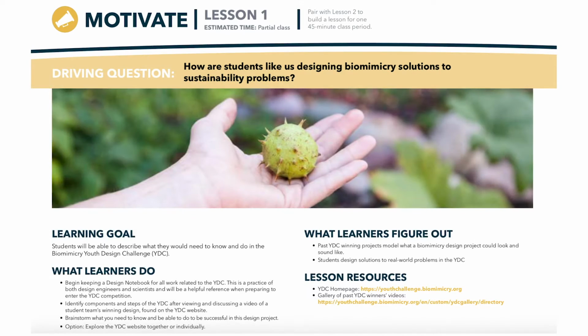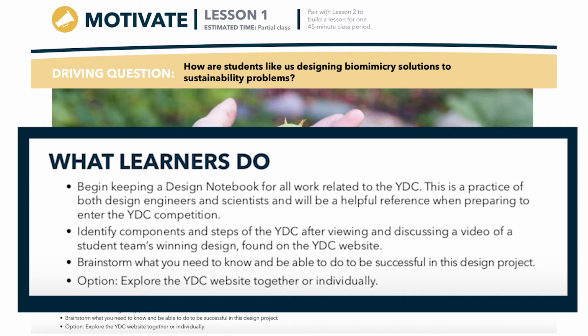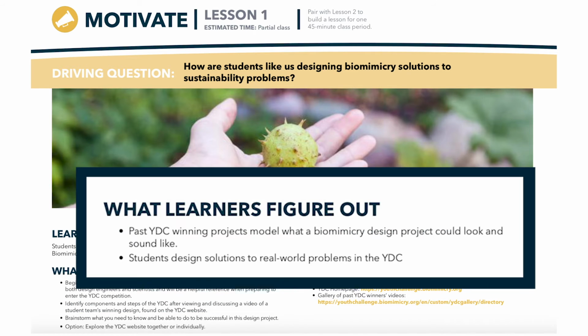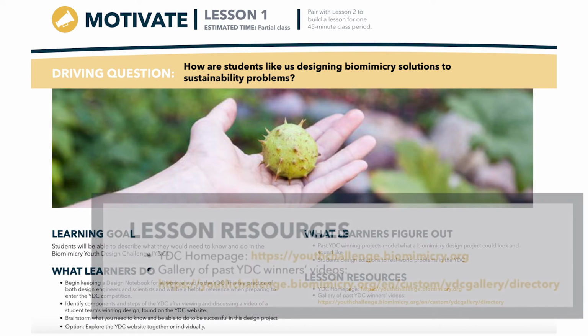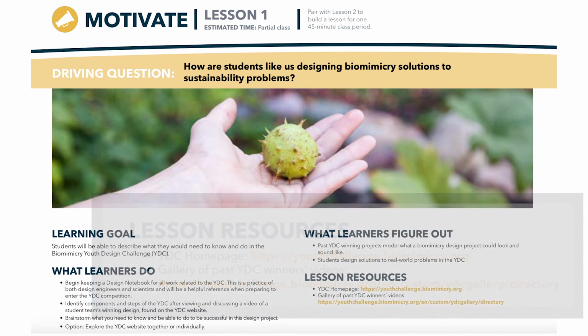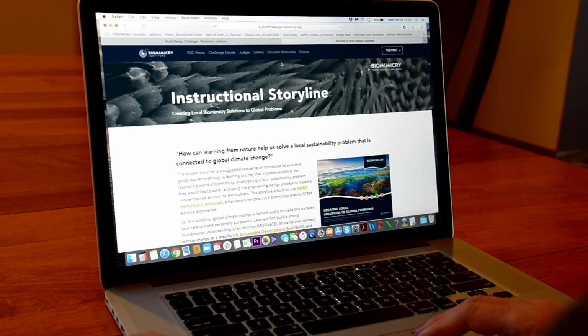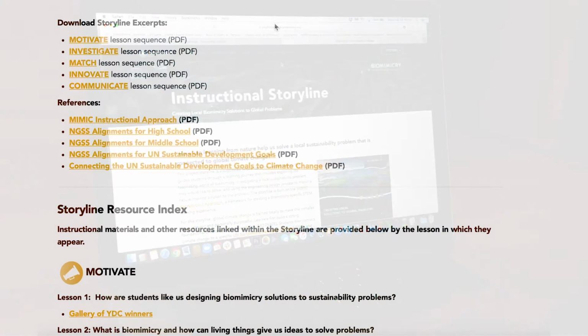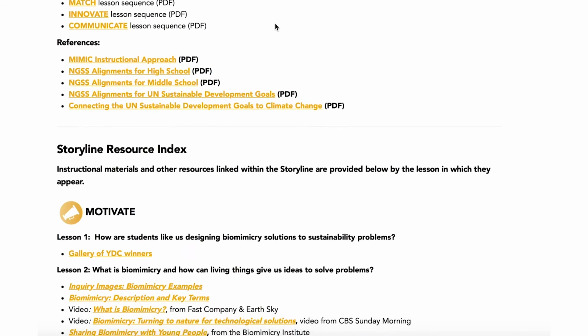Each lesson appears on a separate page and includes the driving question and a learning goal, and takes one class period. Each lesson is divided into these sections. What learners do describes the steps of the activities. What learners figure out describes the concepts or practices learned from the activities. And lesson resources includes websites, videos, and companion materials used in the activities. All of these materials can be found indexed and hyperlinked on the Storyline page of the Challenge website.